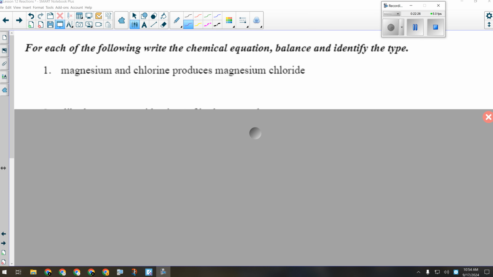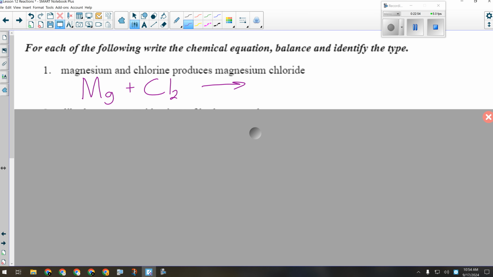Okay, so for this first one, I've got magnesium and chlorine produces magnesium chloride. So before I even decide, you know, what kind of reaction this is or anything, I want to write it out as it's worded here. So magnesium, okay, and that would mean plus chlorine. Is chlorine special? Yes. It is, okay? That's one of those ones I have to remember. Because if I don't write Cl2 here, I'm not going to get the reaction right.